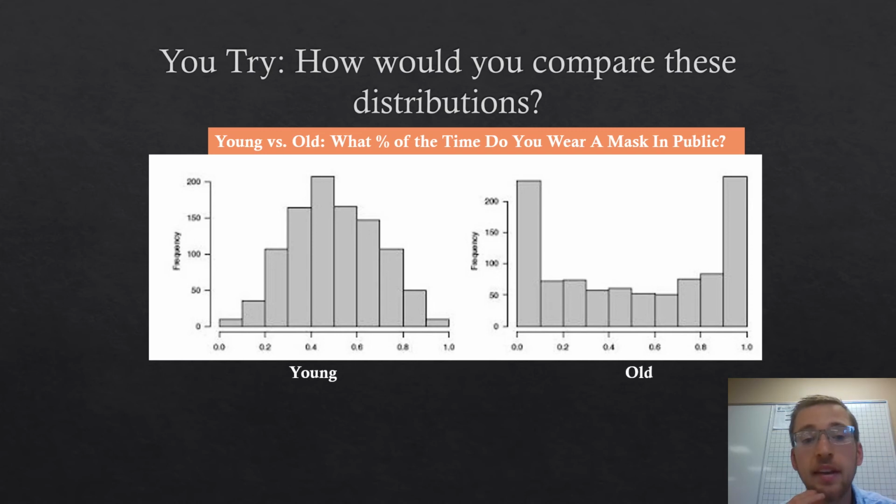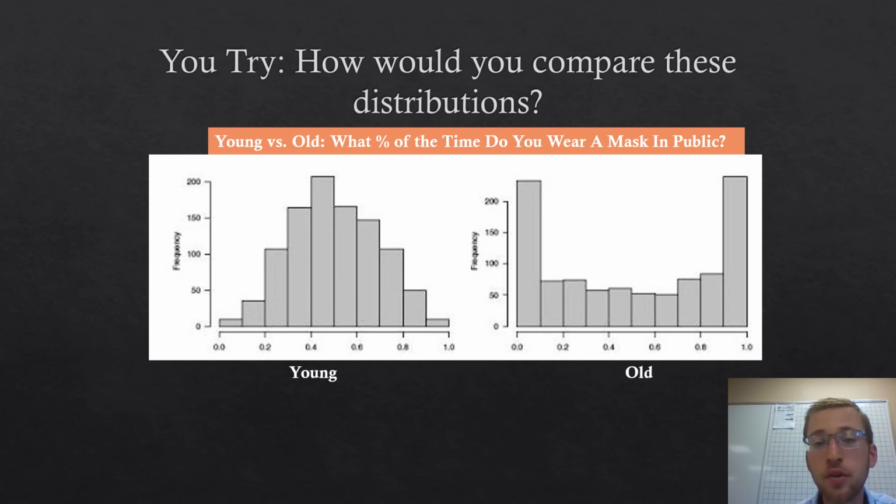I would say that neither distribution has any outliers or apparent outliers that we're able to see. Both distributions are centered right around 50%. Young, that's where our mean would be, about 50%. And again, if we did the same thing for old people, the mean would be right around 50%.